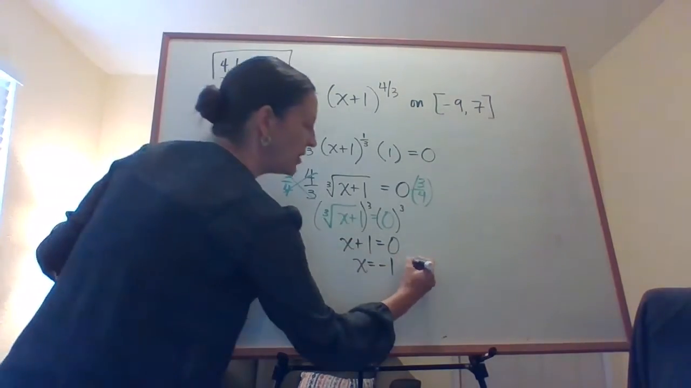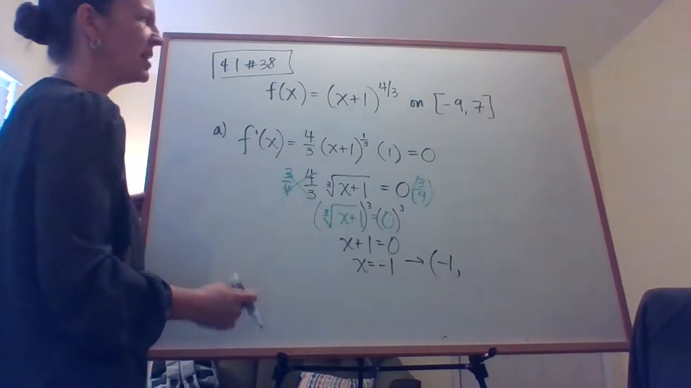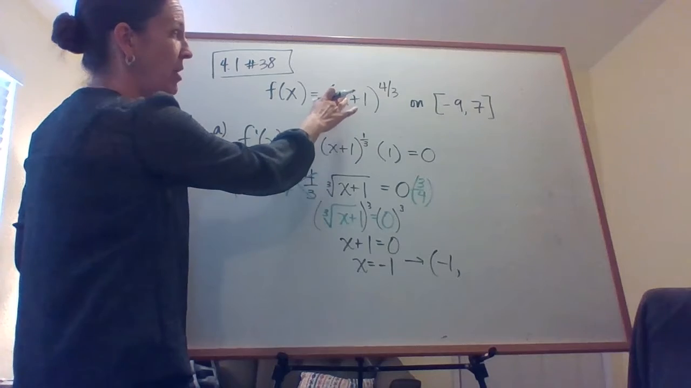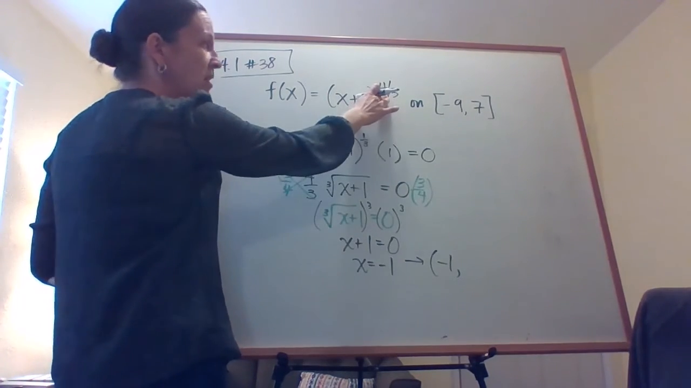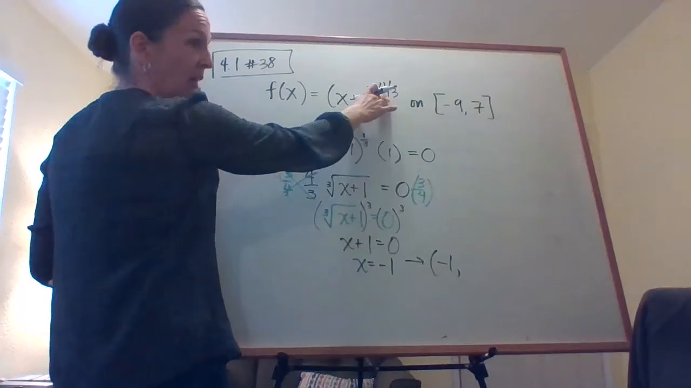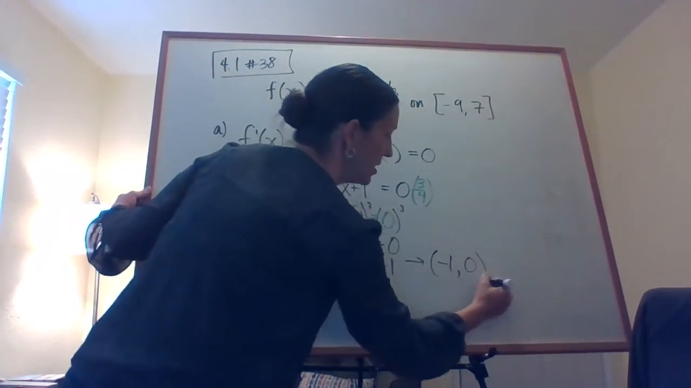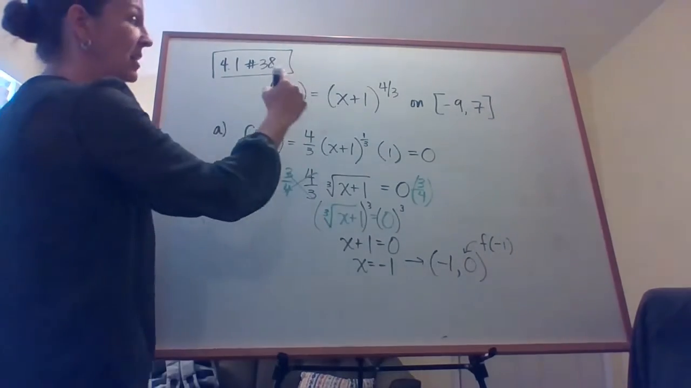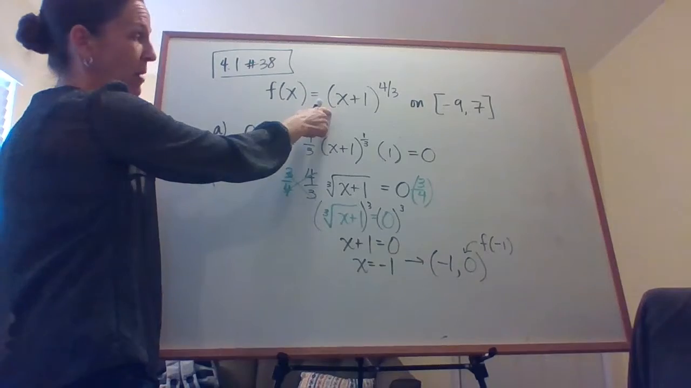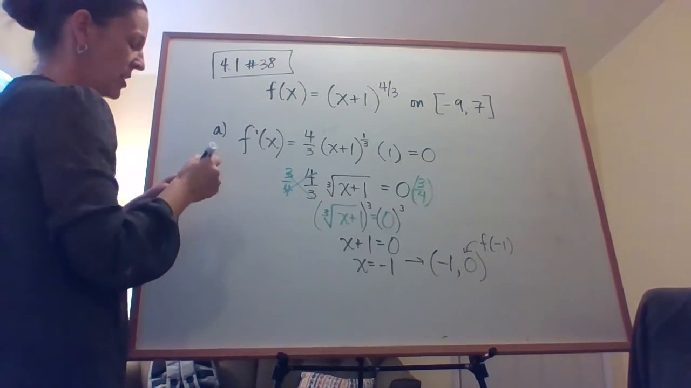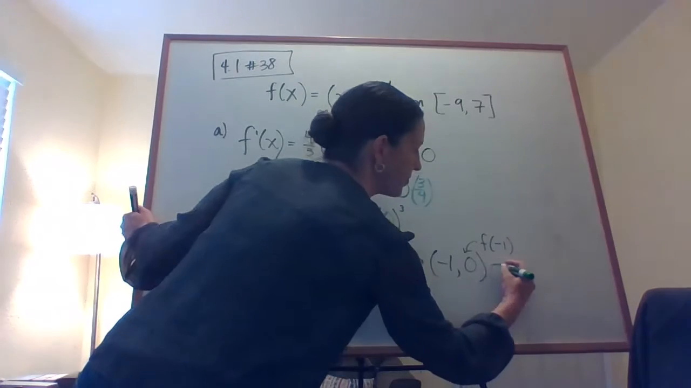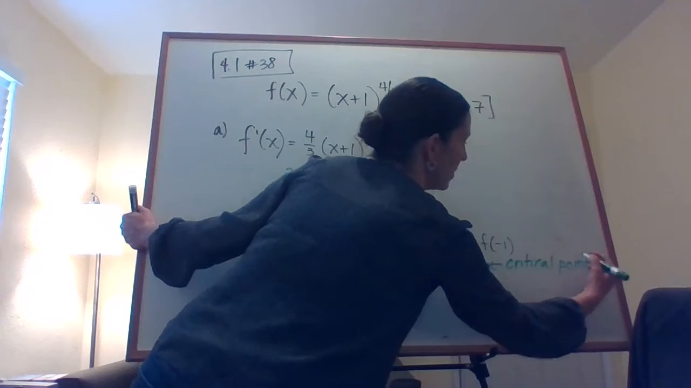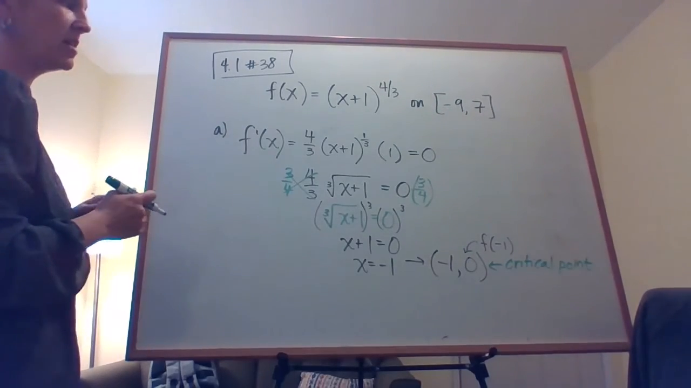Now, how do I get the corresponding y value? Just like in the last problem, I plug into the original. So if I plug -1 into the original, -1 plus 1 is 0, 0 to the 4/3 power. 0 to any power is going to be 0. Again, this value is f of -1. I'm not plugging into the derivative. When I want a point on the graph, I plug into my original function. So this is a critical point. It's a place where the derivative is 0.